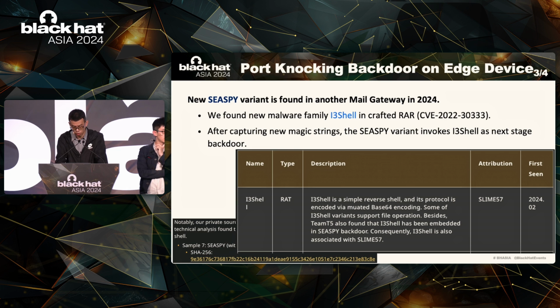In 2024, we found a new C-spy variant with the i3 shell. We found the i3 shell encrypted the IR file triggered by this CVE number. i3 shell supports simple reverse shell and file operation. If the traffic is inputted, the backdoor encodes it. And after receiving the new matrix string, the new C2 variant integrates i3 as the next stage reverse shell.